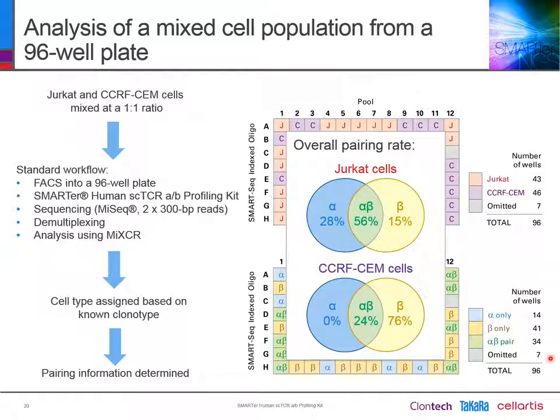So a summary of the pairing rate for the two different cell types. In the JURKAT cells, we see 56% pairing. In the CCRF cells, it's much lower, it's 24%, but that's because TCR alpha is expressed at a very low level in this cell line, so it's only detected sometimes. But as I'll show you in the data we generated through some collaborations, our overall pairing rate is in the 50 to 70% range.